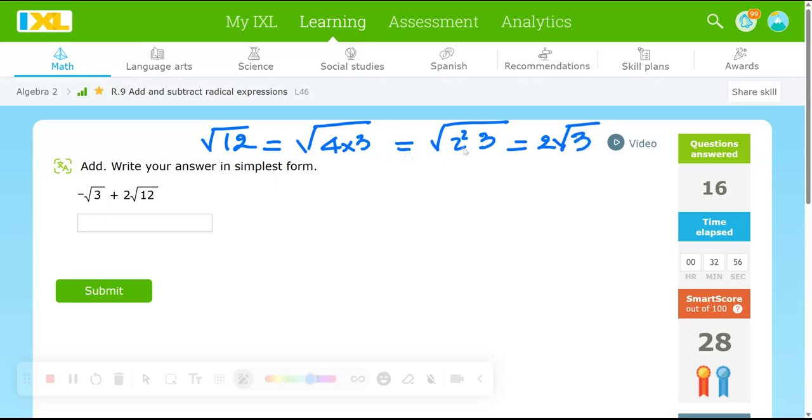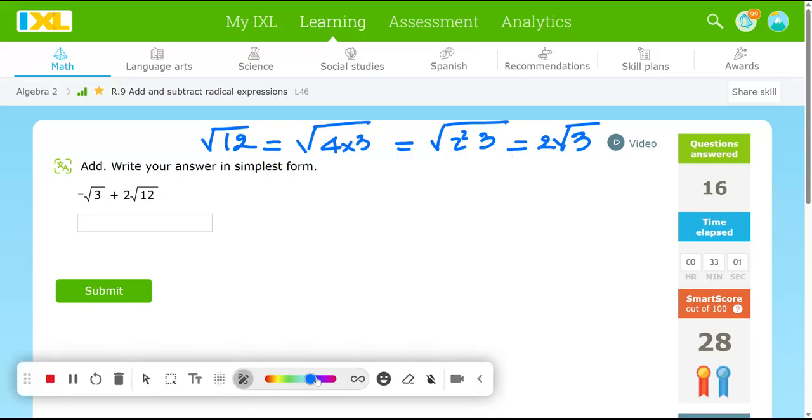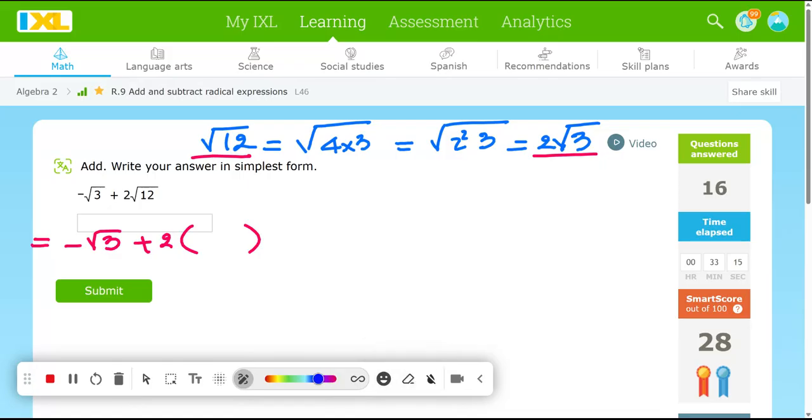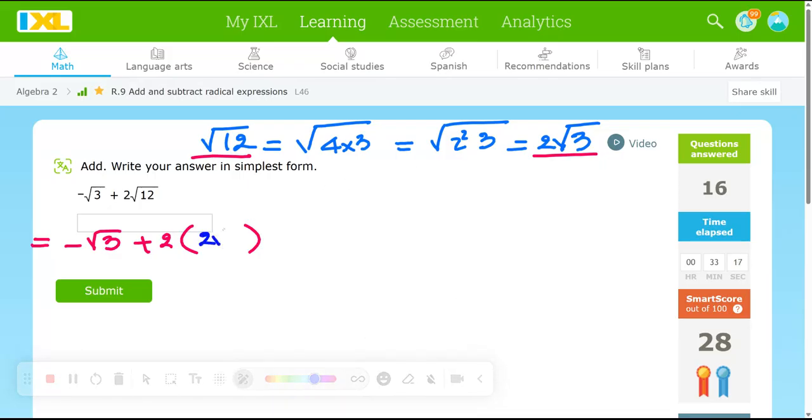4 times 3, 4 is 2 square. Now you take the 2 square. So if you see square root of 12, you can put 2 square root of 3. You got that? Okay. So now I put it over here, negative square root of 3 plus 2. So now instead of square root of 12, I put 2 square root of 3. Okay? So now I come out negative square root of 3. 2 times 2 become 4.